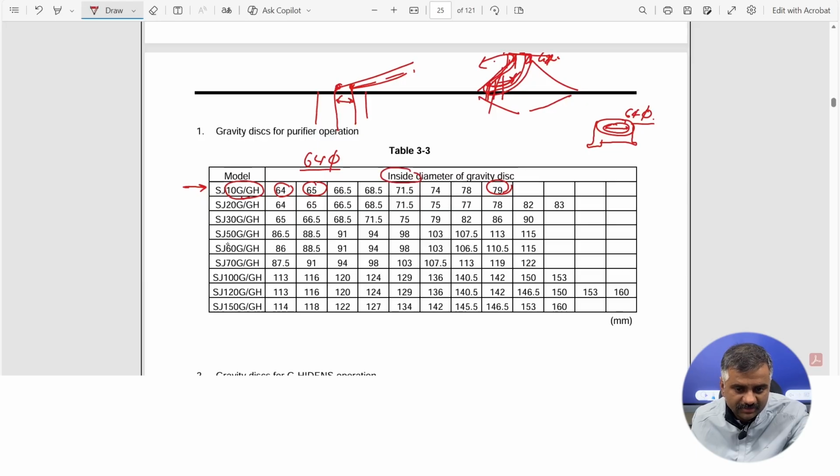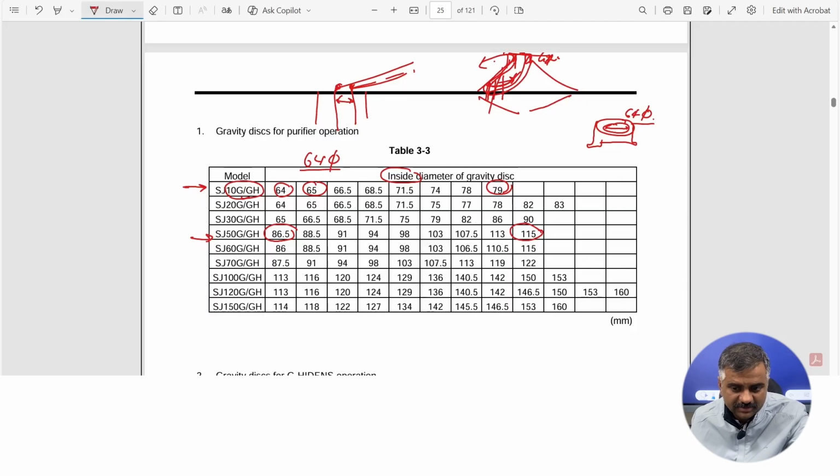Similarly, for a different model, if we talk about the most common model, which is SJ50, it starts from 86.5 and goes up to 115 mm. So these are the gravity discs which have been supplied by the maker, and come along with the purifier on board. Depending on our fuel oil viscosity, the flow rate we want to keep, and the feed temperature, we will decide which gravity disc is the best one to be used.